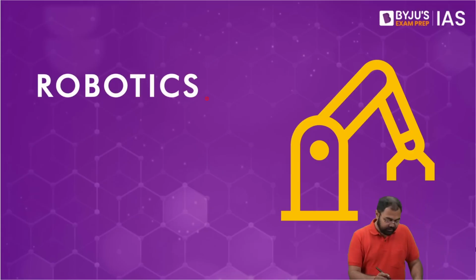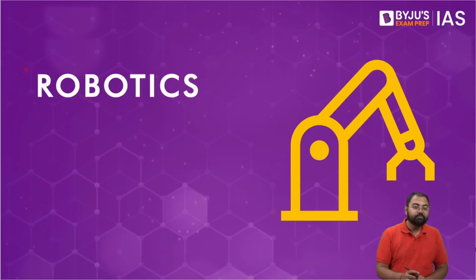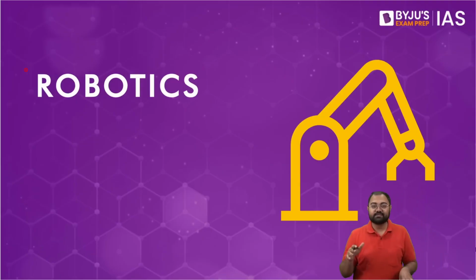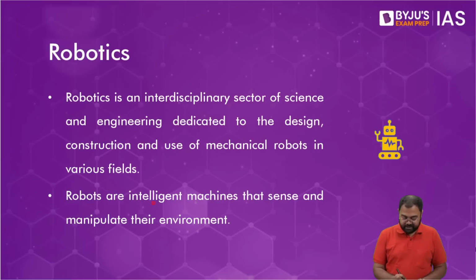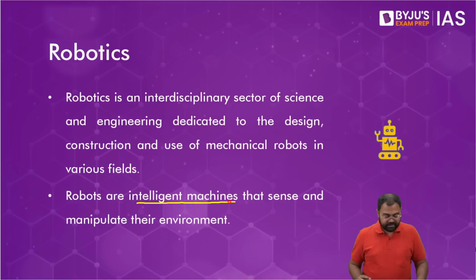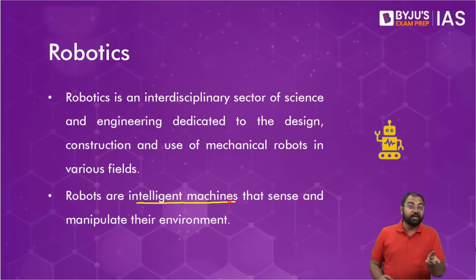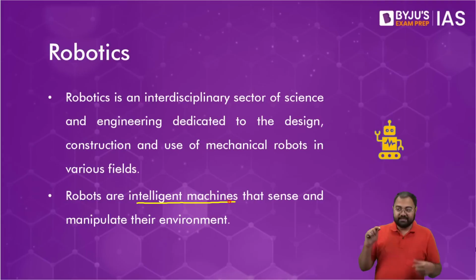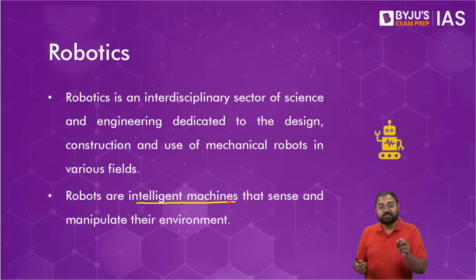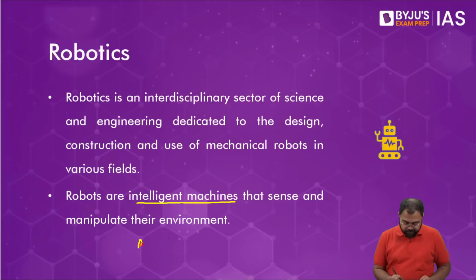So now coming to robotics. What do we mean by a robot, and what is robotics as a field? A robot is nothing but, you can say, an intelligent machine that can sense and manipulate the environment. When we say sense and manipulate the environment, the meaning is that they can gather information from their environment and take decisions based on that, which will result in some kind of mechanical work.